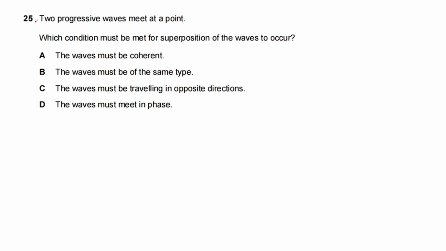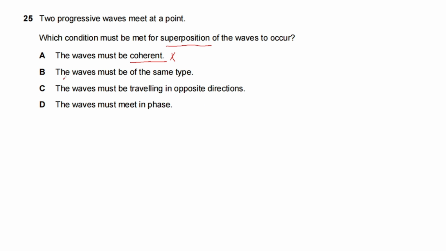Then the next one, question number 25. Two progressive waves meet at a point. Which condition must be met for superposition of the waves to occur? We can check each option. The first option is the waves must be coherent. It is not a necessary condition because if the waves are coherent, we will be getting an interference phenomenon. Here they are just asking for the superposition.